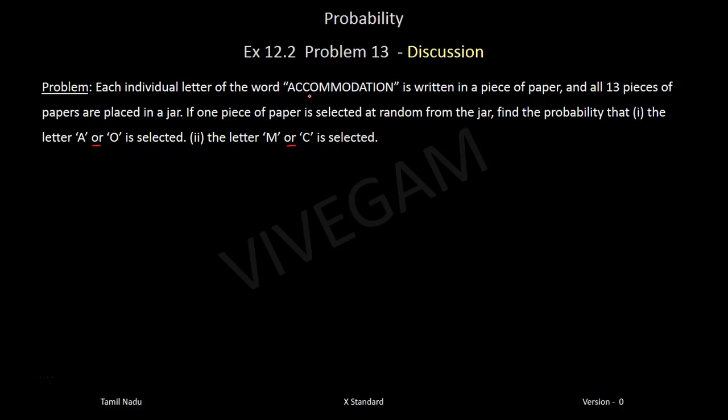Okay, so basically the word accommodation is there and all the 13 letters are written on a piece of paper individually and put in a jar, and they are selecting one letter from that. So we need to know whether it is A or O. So let's define an event A which is selecting the letter A or O. Instead of what we used to do earlier, letter A being the event of selecting letter A, B being the event of selecting O, and then we do that. You can do it that way and you can do it this way also.